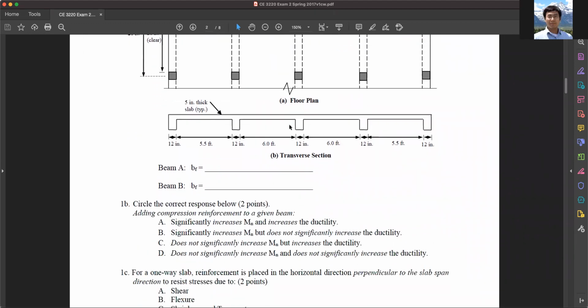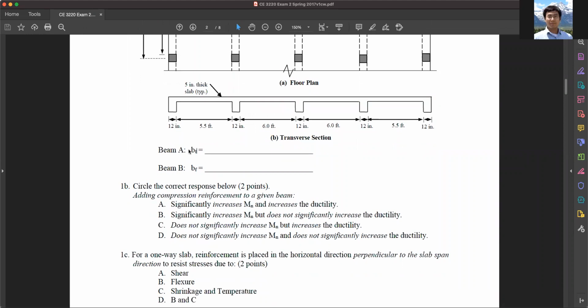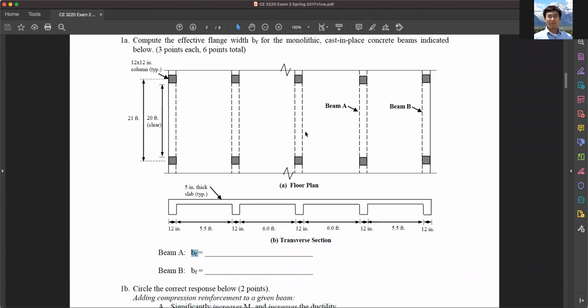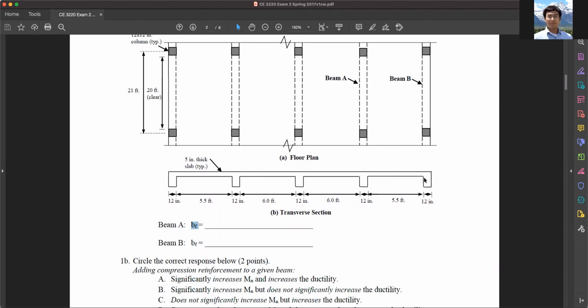You can see that this is quite similar to the lecture notes, and we just have a span and this one-way slab, and we're trying to find out the BF, which is the effective transverse length. This is not actually a one-way slab. I take that back. This is a T-beam, right? So this is finding the effective flange width of the section. So beam A is right here, trying to find the effective flange width for beam A, and beam B is right here, trying to find the edge flange width.